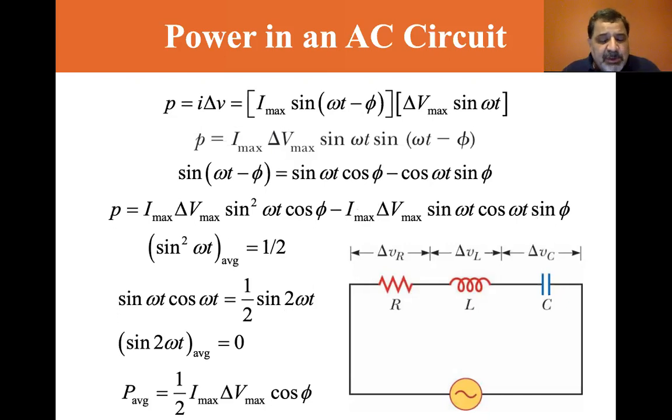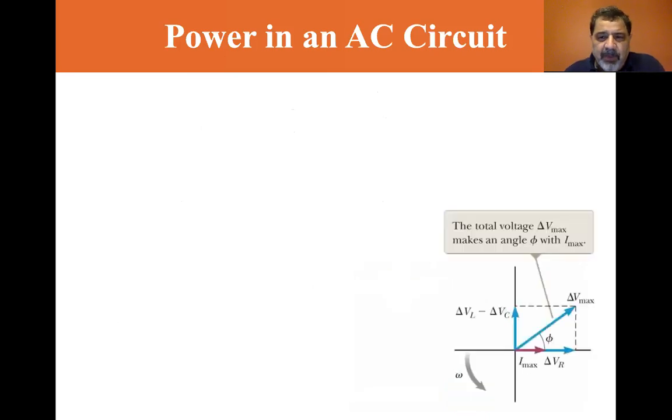The average power is equal to 1/2 times I max delta V max cosine phi. Let me say that again. P average, the average power, is equal to 1/2 times the maximum current times the maximum delta V times cosine phi. Well, that cosine phi is what we call a power factor. We can see a little graphic here. The total voltage delta V max makes an angle phi with I max.